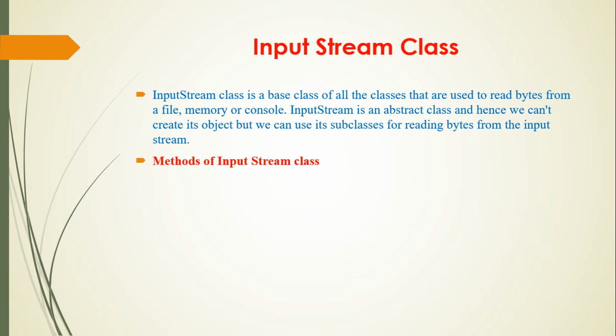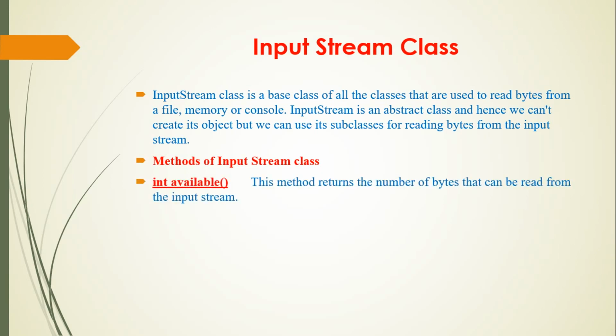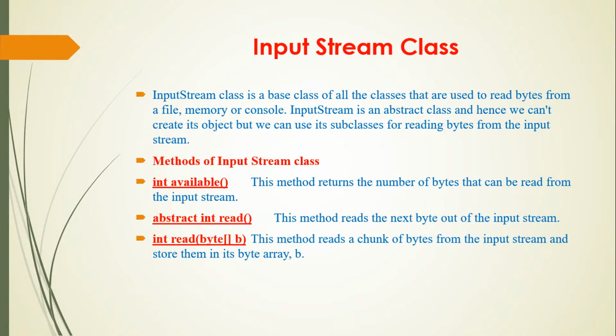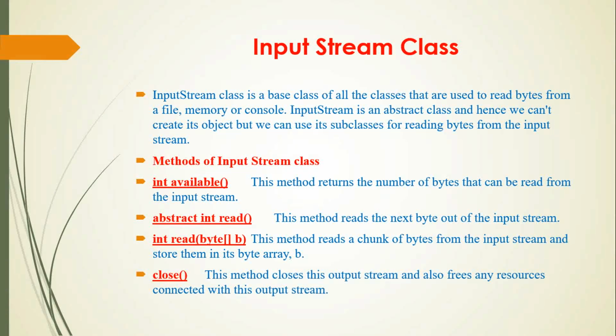The methods of input stream classes are: int available(), which returns the number of bytes that can be read from the input stream. Abstract int read(), which reads the next byte out of the input stream. int read(byte[] b), which reads a chunk of bytes from the input stream and stores them in the byte array b. close(), which closes this input stream and also frees any resources connected with the stream.